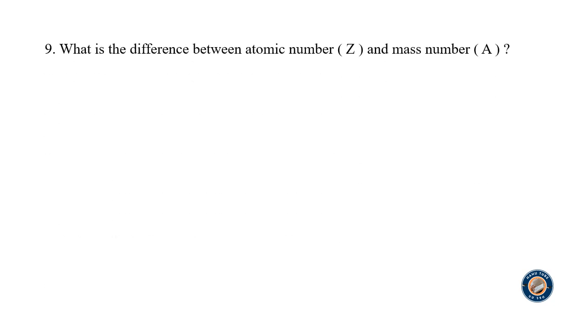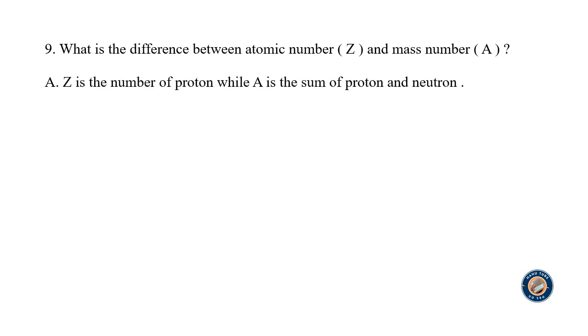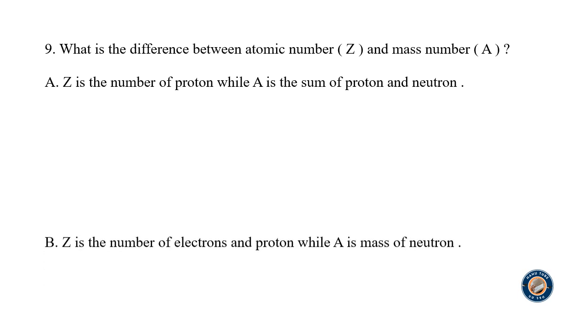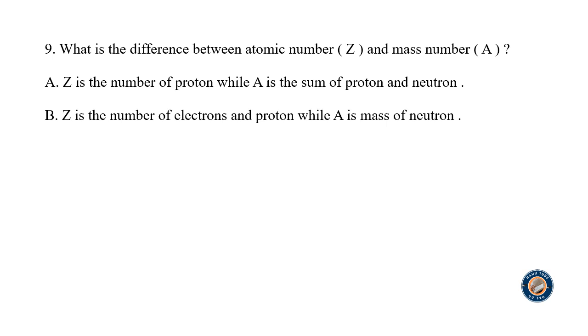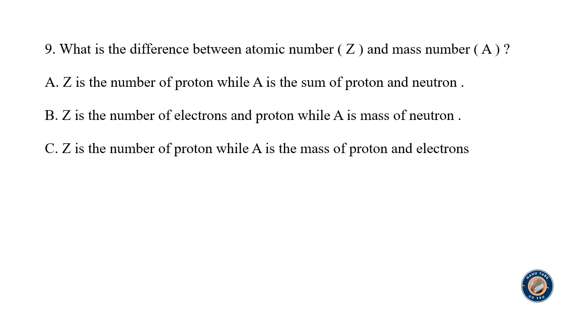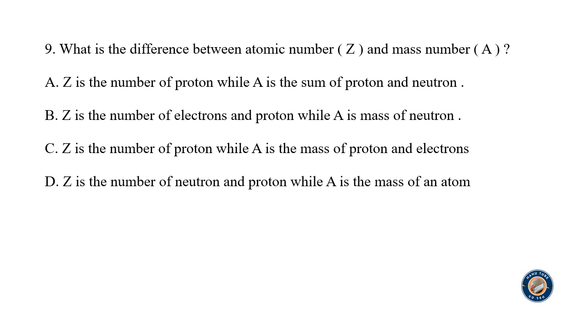Question number 9. What is the difference between atomic number Z and mass number A? A. Atomic number is the number of protons, while mass number is the sum of protons and neutrons. B. Atomic number is the number of electrons and protons, while A is mass of neutron. C. Atomic number is the number of protons, while mass number is the mass of protons and electrons. D. Atomic number is the number of neutrons and protons, while mass number is the mass of an atom.